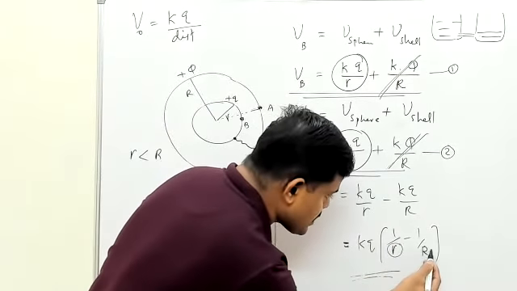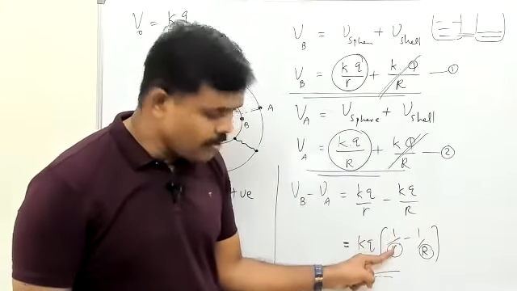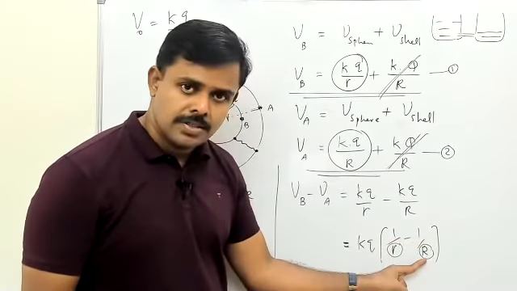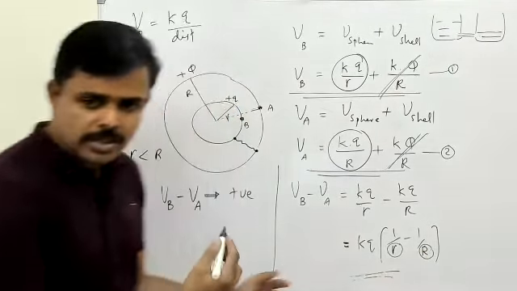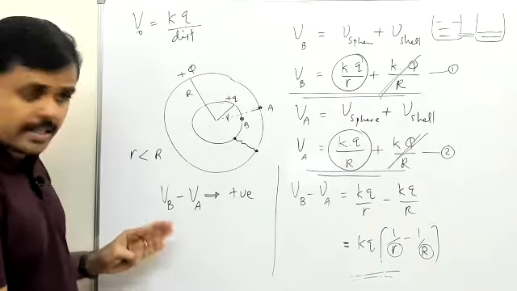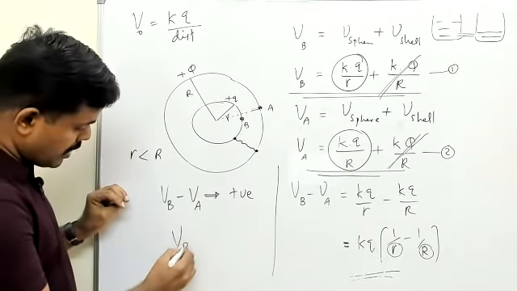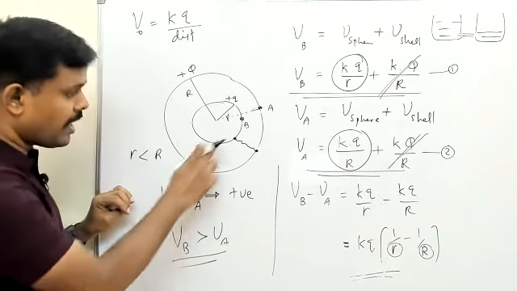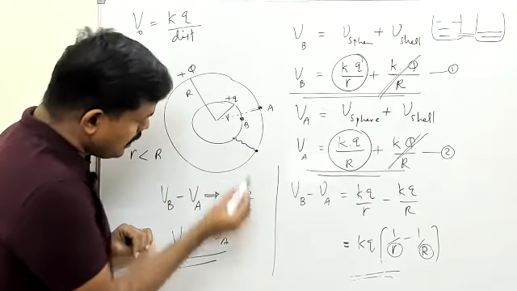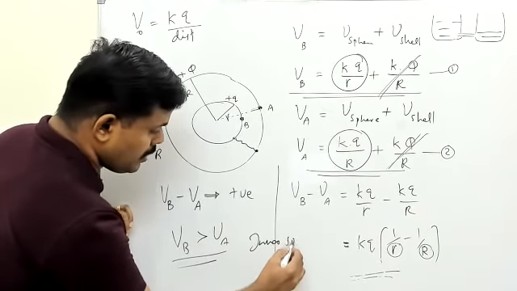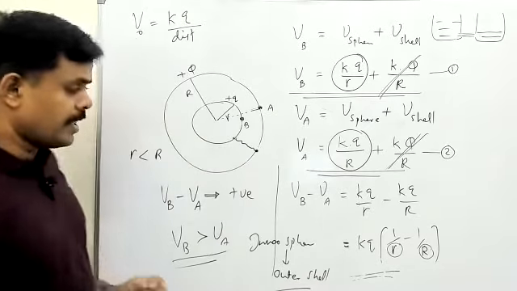This denominator is lesser than this denominator. When the denominator is lesser, this fraction is more. This fraction is less. So when you subtract a smaller number from a larger fraction, you get a positive quantity. So the right side is a positive quantity. If the right side is positive, which should be greater? VB is greater than VA. So B is at a greater potential. So charge flows from the inner sphere to the outer shell.